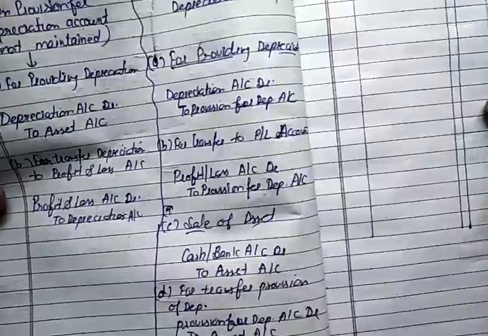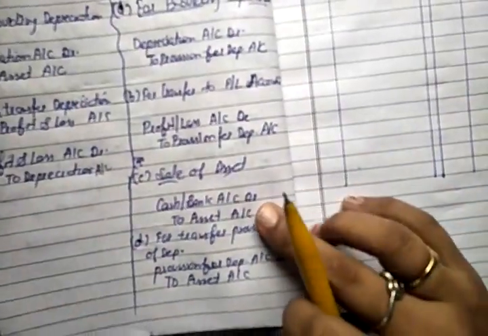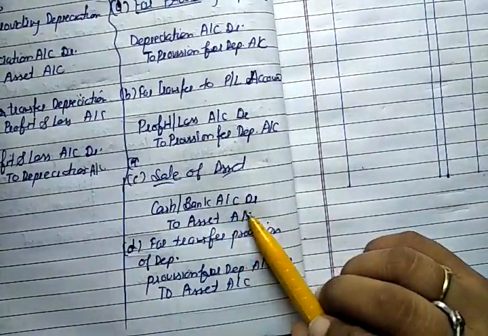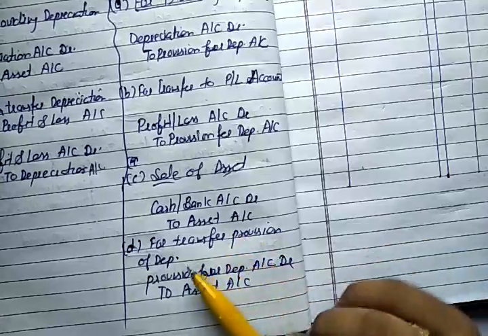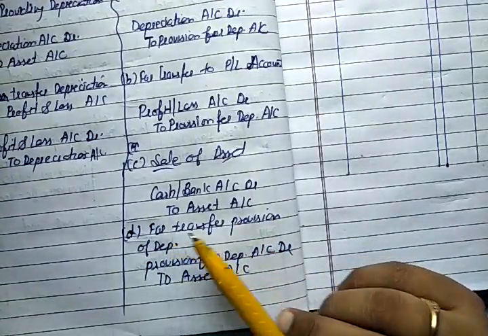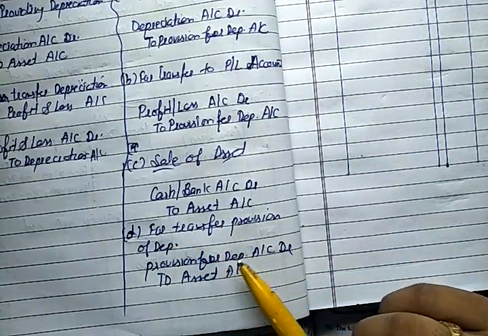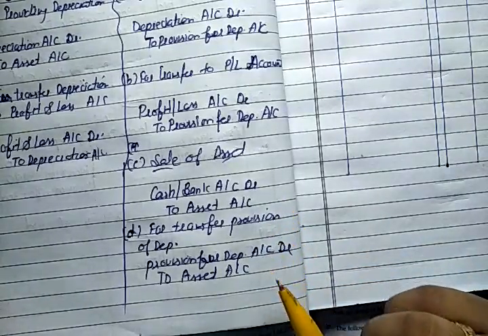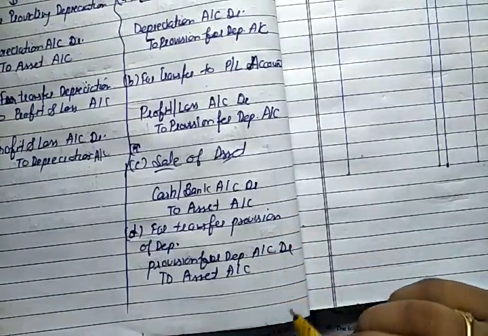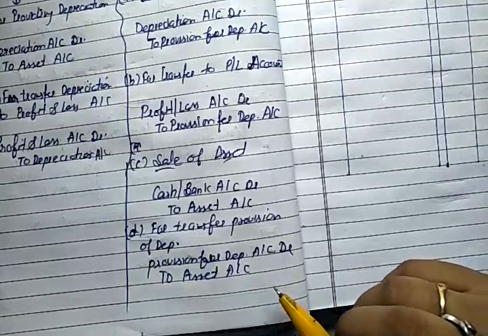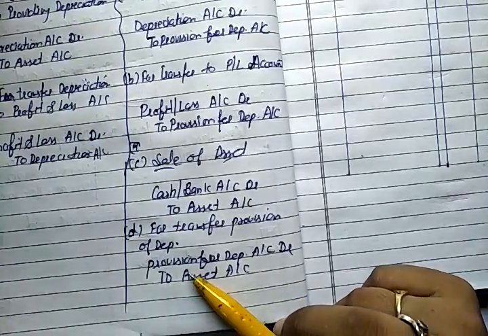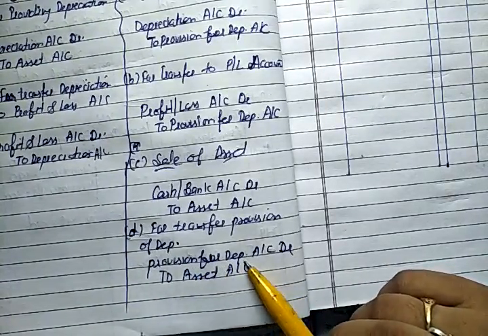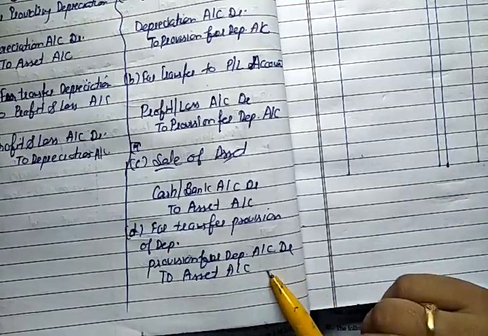Next is the sale of assets. So students, when an asset is sold, the journal entry is bank account debit or cash account debit to asset account. When transferring the provision for depreciation, at the end of the time when the asset is sold, the total provision for depreciation is transferred to the asset account. At that time the entry is provision for depreciation account debit to asset account.